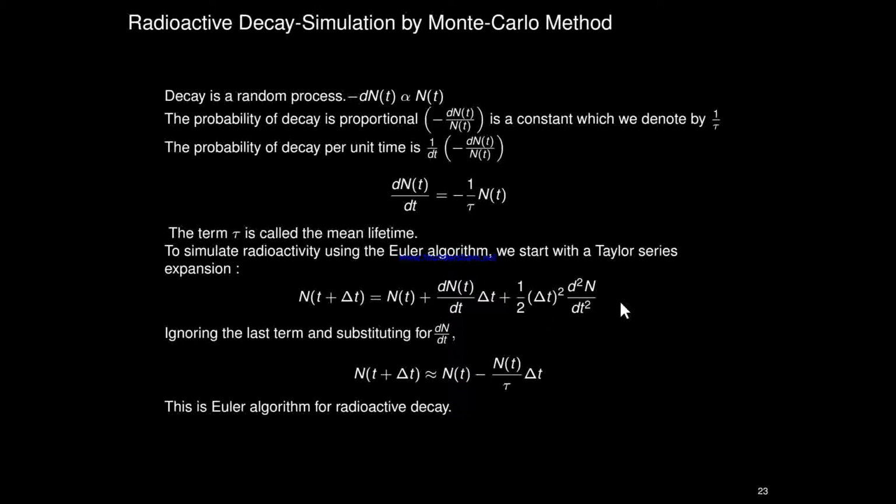We are taking delta t as h. So in this case, the error is of the order of h square. Now we are ignoring this, and we get N at t plus delta t equals N at t plus dN by dt times delta t. So we substitute for dN by dt, which is equal to minus 1 by tau into N(t), times delta t.